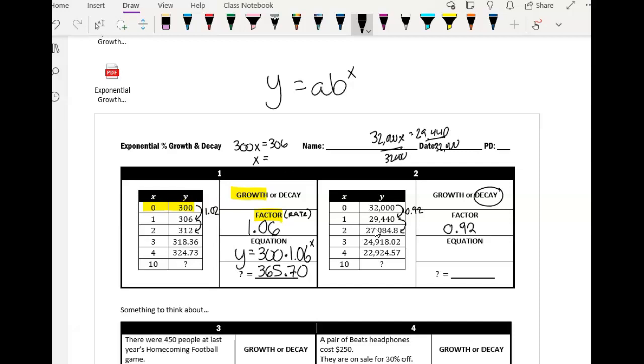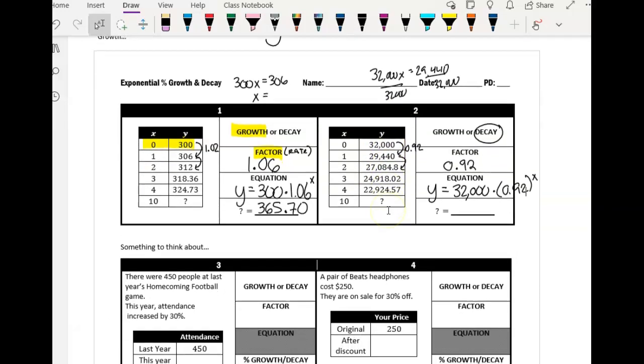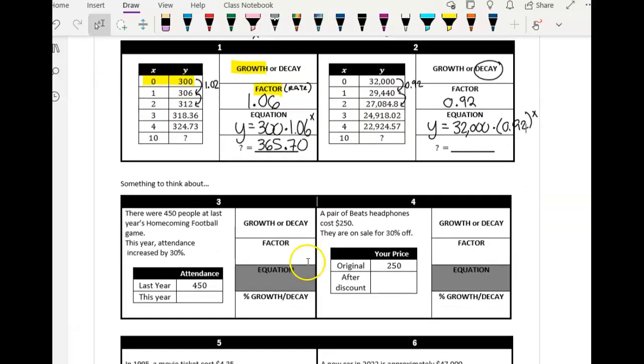And again, think about that factor. If we were to write our equation, the y-intercept is 32,000 times 0.92 to the x. And we could go ahead and plug into the 10th power, and we could get our value there. Okay? Now, something I want you to think about is, and we'll go here and take a look at these types of problems, very, very similar, right?